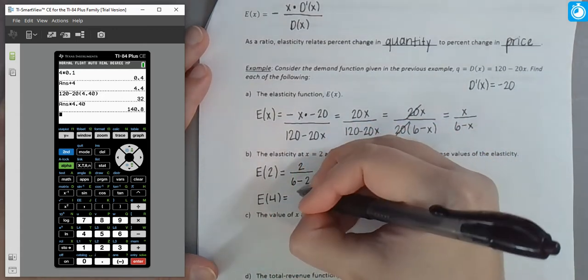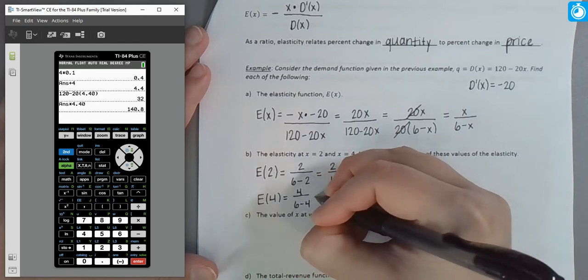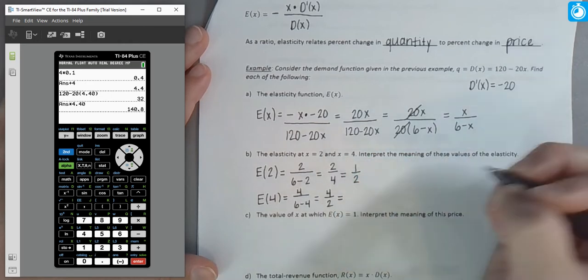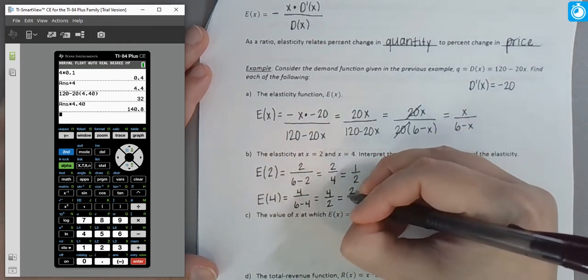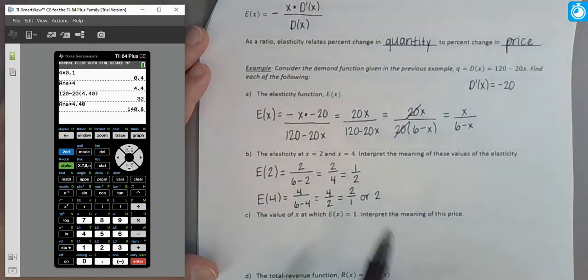So same kind of thing, plug it in. So 4 divided by 6 minus 4, which is going to be 4 over 2, which reduces to 2 over 1, or typically we just write that as 2. It may be helpful here to think of it as 2 over 1 though, because we do have a ratio. We're comparing two values. So again, the denominator represents how we're changing the price, and the numerator represents the resulting change in the quantity demanded.